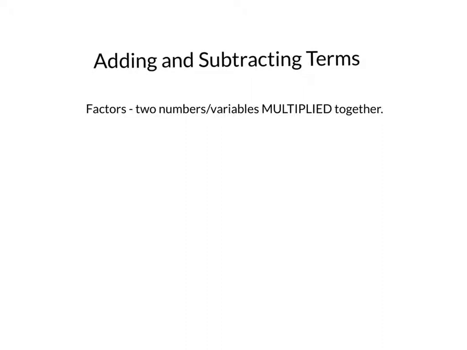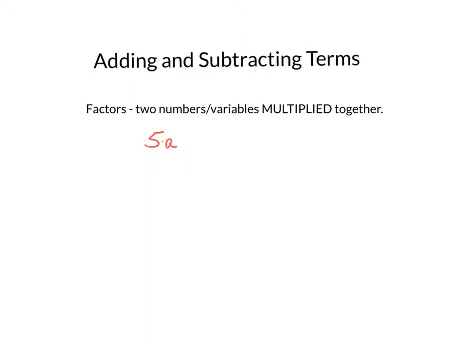This section talks about adding and subtracting terms. But before we talk about terms, I want to make sure that we also talk about factors just for a moment. Factors are numbers or variables that are multiplied together. So, for instance, if you have 5a, 5 and a are both factors in this expression. Once again, this is multiplication. I could put a dot there if I wanted to, but there's understood multiplication there.